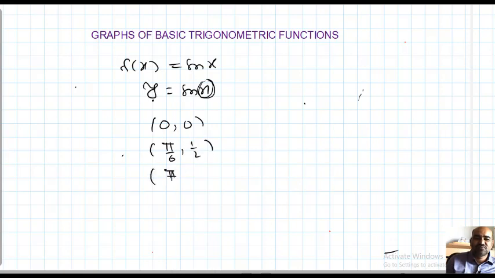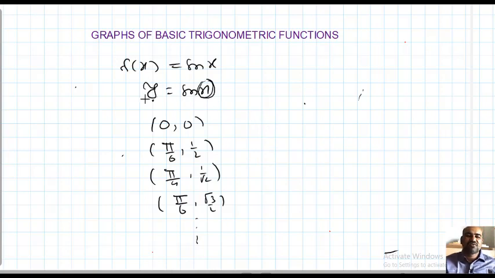x is pi by 4, 45 degrees, then y is equal to 1 by root 2. x is pi by 3, meaning 60 degrees, y equal to root 3 by 2. Like that here also you get infinitely many ordered pairs. If all these ordered pairs are plotted on the coordinate plane, what happens? What does it give? That is said to be the graph of the y equal to sin x function. So I will show you.